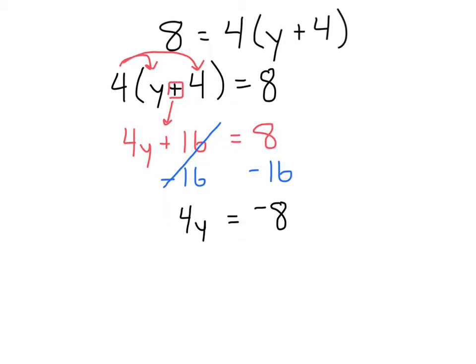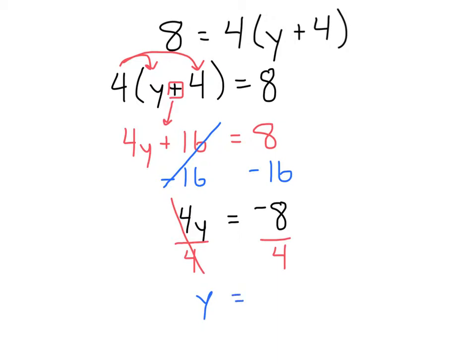Remember, the opposite of multiplication is division. So I'm going to divide the left side of the equation by 4. If we do that to the left, we have to divide to the right. So the 4's on the left, they cancel out. And all that we have left on the left side of the equation is our y.